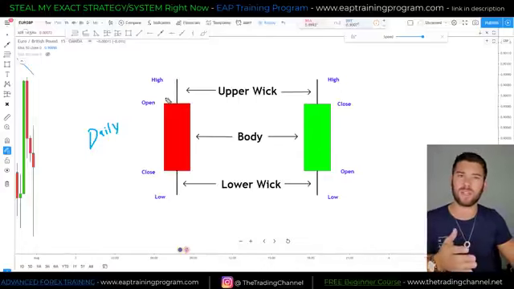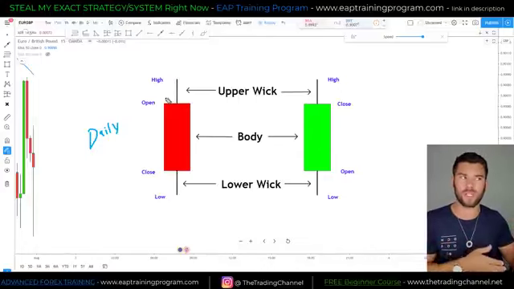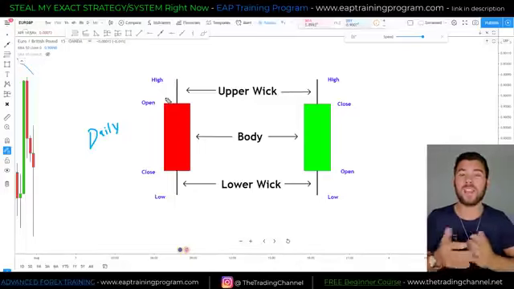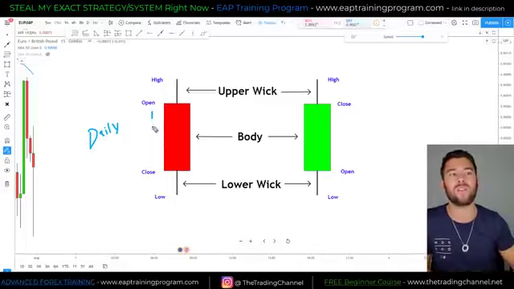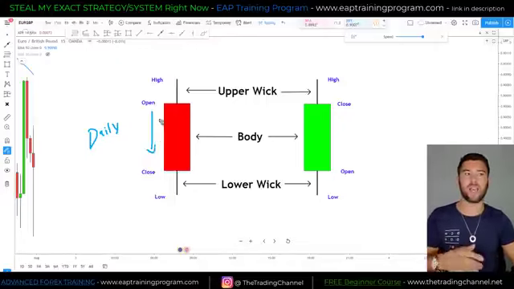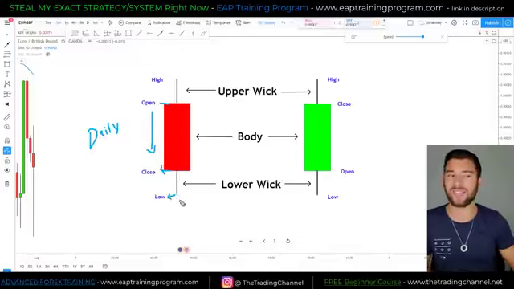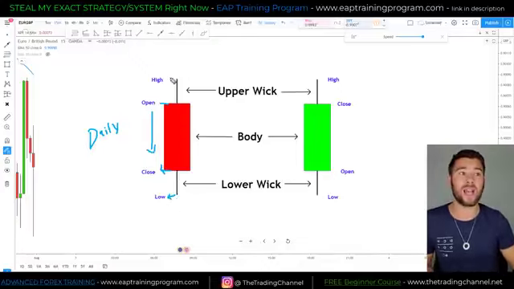Because if a green candle represents a positive day, then a red candle represents what? A negative day, a day when price fell off. And because of that, the open of a red candlestick is the top of the body. The close of a red candlestick is the bottom of the body. The lowest price point that price got to is the low of the wick, and the highest price point that price got to is the top of the wick.